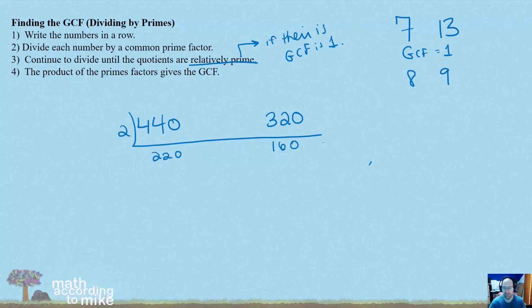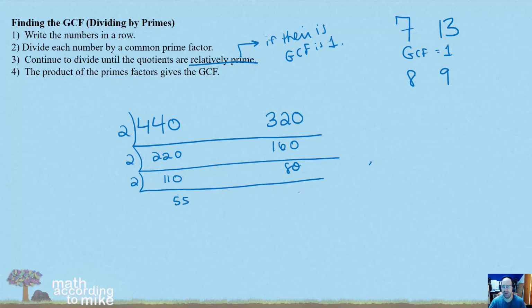What's a prime that goes into them? Well, they're both even yet again, so we can say 2. 2 goes into 220 110 times, and into 160 80 times. Hey, look! They're still even. We can take out another 2. 55, 40. Hey, look! They're not even.